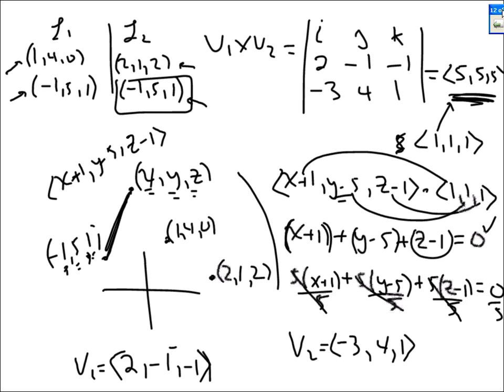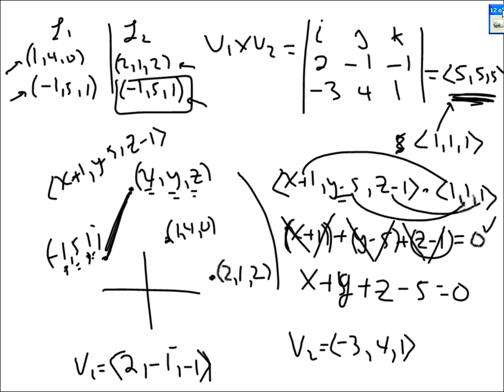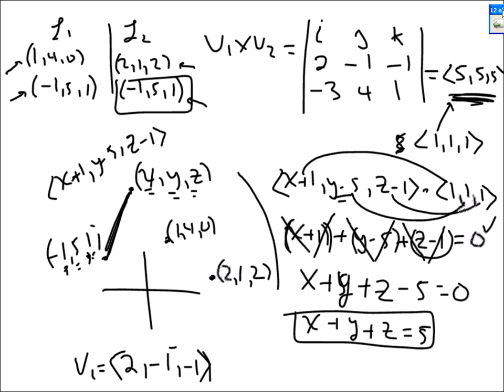You can scale it down if you're setting it equal to 0, and we are. So what I have is x plus y plus z, plus 1 minus 5 is negative 4, minus 1 is negative 5, equals 0. If I add 5 to both sides, I get just what I'm supposed to get: x plus y plus z is 5. And that's the equation of the plane. You can scale down the normal vector.